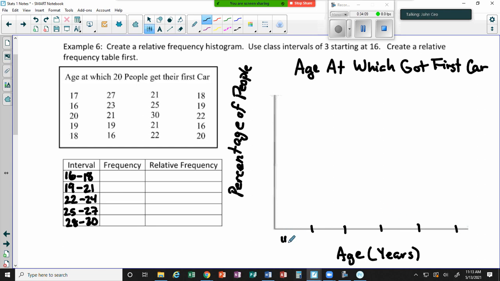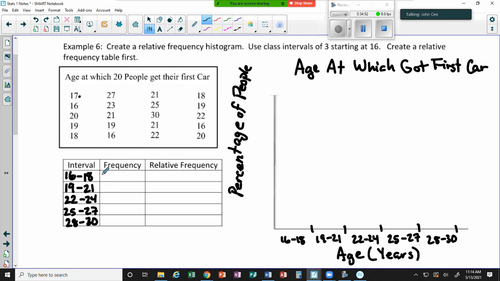So first interval is going to be 16 to 18. Next one's going to be 19 to 21. 22 to 24. 25 to 27. 28 to 30. Now, I'm not going to put my percentages on until I know what my percentages are going to look like here. So I want to know what I want to count by here. All right. So let's find out our frequency. You need to know that to be able to find your relative frequency.